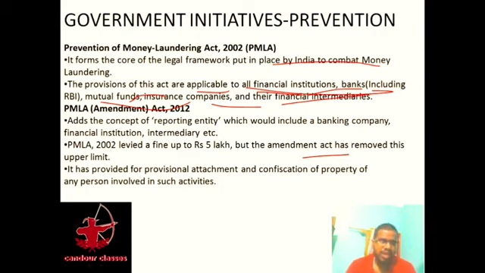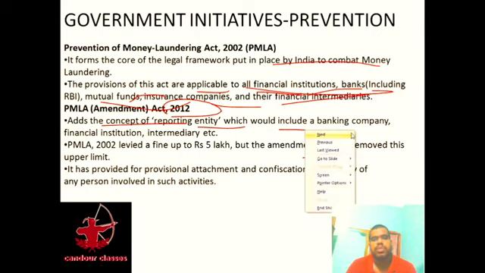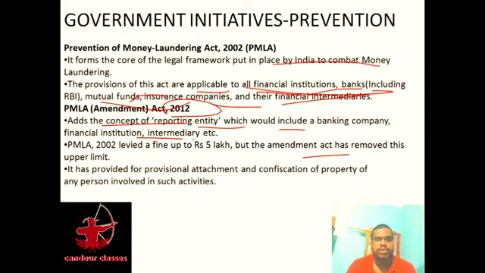Then this PMLA was amended in 2012. Okay, it adds the concept of reporting entity, which would include a banking company, financial institution, intermediary, etc. That is shell company, which we have discussed. And PMLA 2002 levied a fine up to 5 lakh, but the Amendment Act removed this upper limit. Okay. It provides for provisional attachment and confiscation of property of any person involved in such activities.